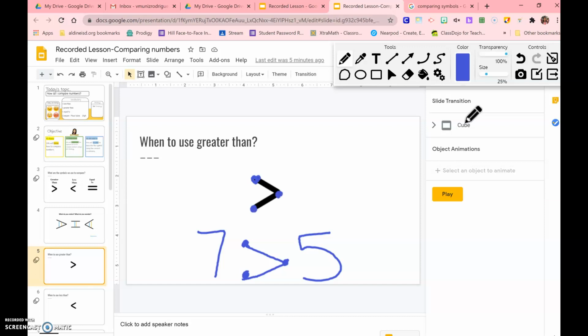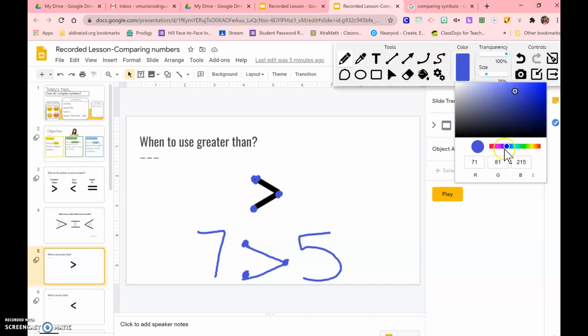Now I'm also going to write the word greater than, and hopefully you get to see a pattern. If you don't see a pattern, don't worry. We're going to write it first. Oh, sorry, I need to put it in black. So I'm going to put greater.